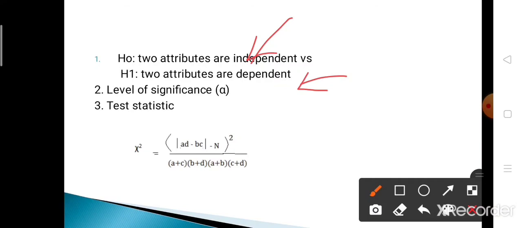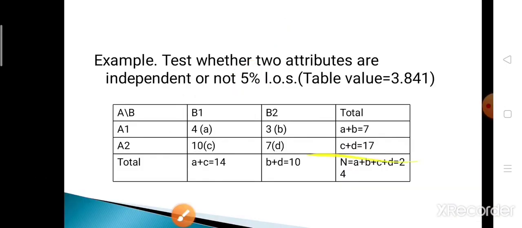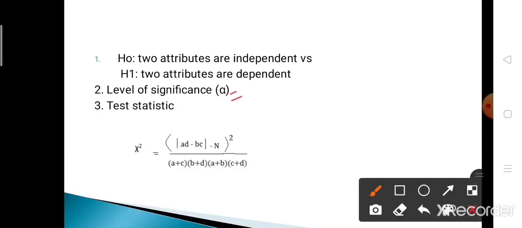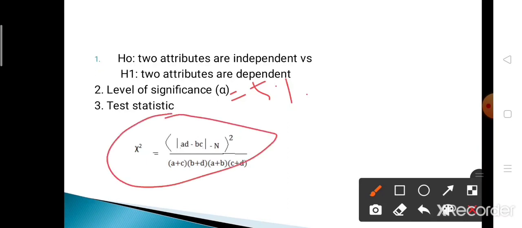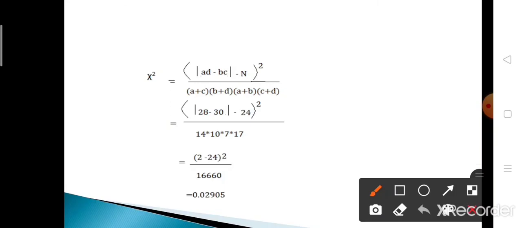Now the second step is the level of significance. The level of significance given in the example is 5%. So here the alpha value is 5%. Now the third step is the test statistic and its calculation. The test statistic formula is mod of A into D minus B into C minus capital N, whole square, divided by A plus C, B plus D, A plus B and C plus D. This formula is used here because the cell values are less than 5. Okay. Now just plug the values of A, D, B, C, capital N, A plus C, B plus D, A plus B, C plus D into the formula.